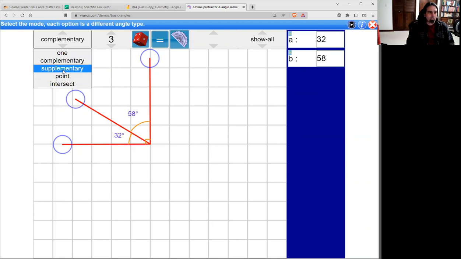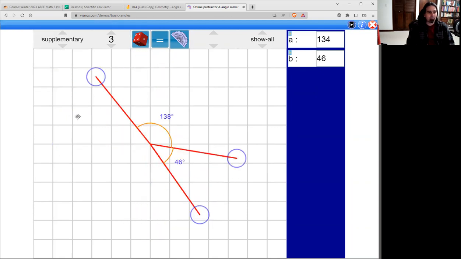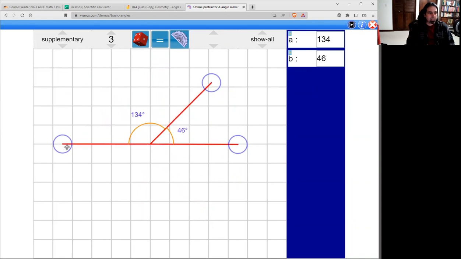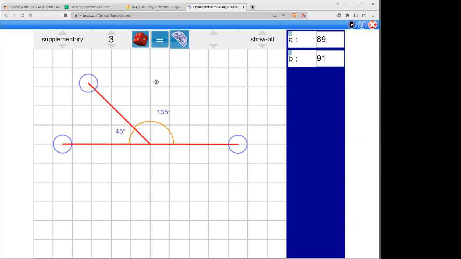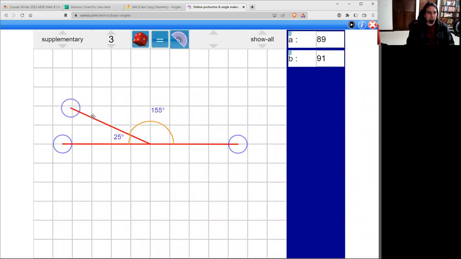What if we change it to supplementary? It adds up to 180. Yeah, now I've taken the 180-degree angle, the halfway around, and I've chopped it into two things. Your textbook will make puzzles out of this.